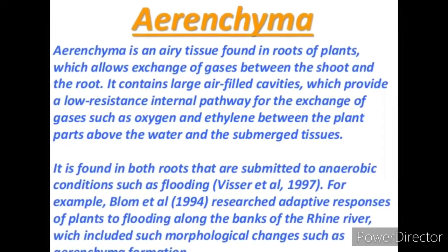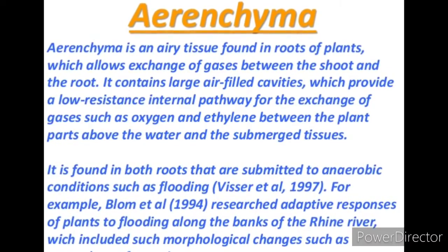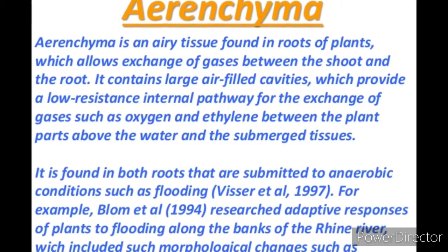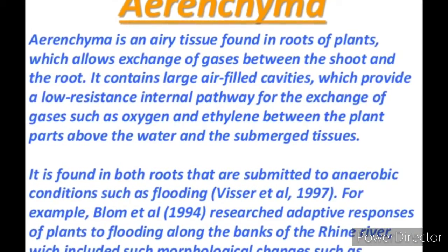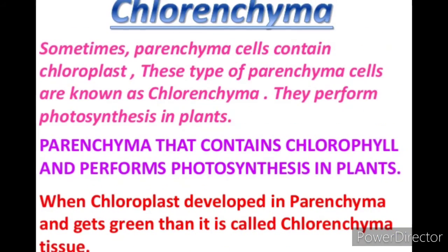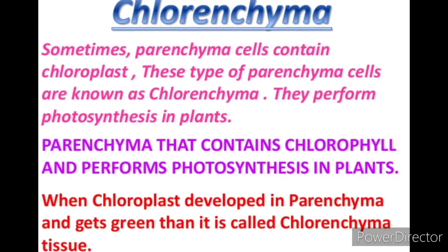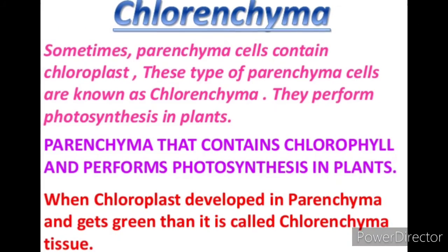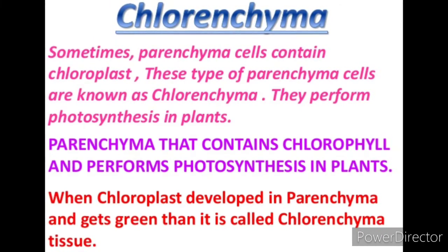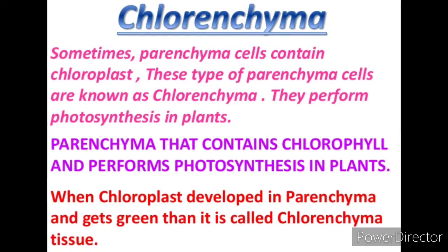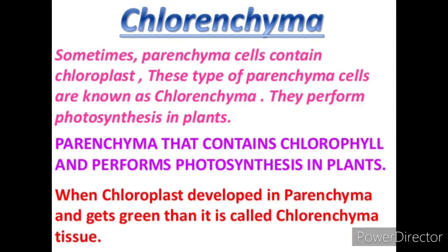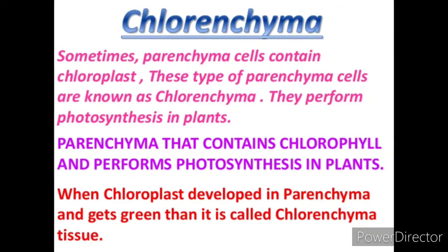Aerenchyma. Aerenchyma is an airy tissue found in roots of plants, which allows exchange of gases between the shoot and root. It consists of large air-filled cavities which provide a low resistance internal pathway. Chlorenchyma. Sometimes parenchyma cells contain chloroplasts. These types of parenchyma cells are known as chlorenchyma. They perform photosynthesis in plants. When chloroplasts develop in parenchyma and it turns green, it is called chlorenchyma tissue.